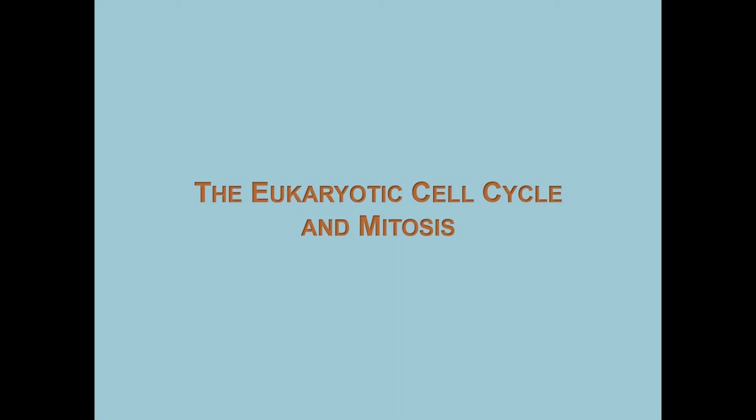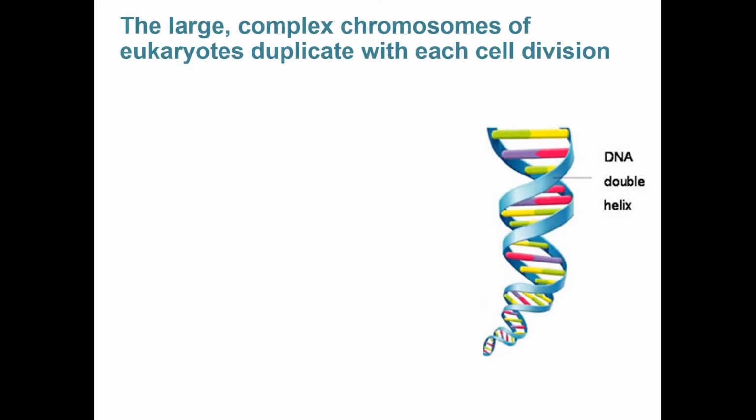Now we're going to focus on talking about how eukaryotic cells go through this process. Eukaryotic cells have specific numbers of chromosomes that they rely on, and they need to make sure that all the chromosomes are exactly where they belong. This means it's a little more complicated than just cutting yourself in half.